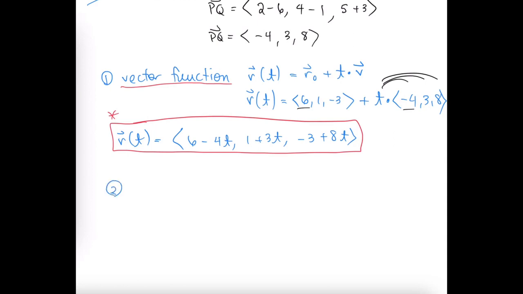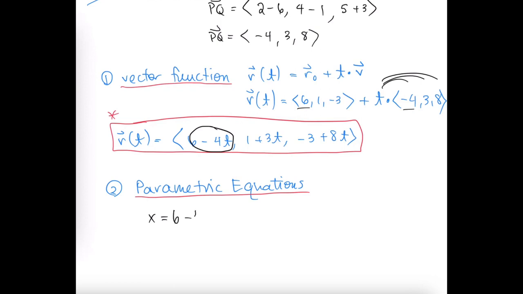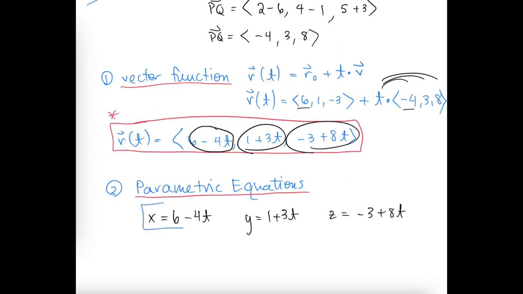Now, we're going to use that to determine the parametric equations. The parametric equations are simply going to take each of these components and use them as the equation to give us the x coordinates, the y coordinates, coming from here, and the z coordinates that are going to put us on the line. So z is equal to negative 3 plus 8t. And these are our parametric equations.